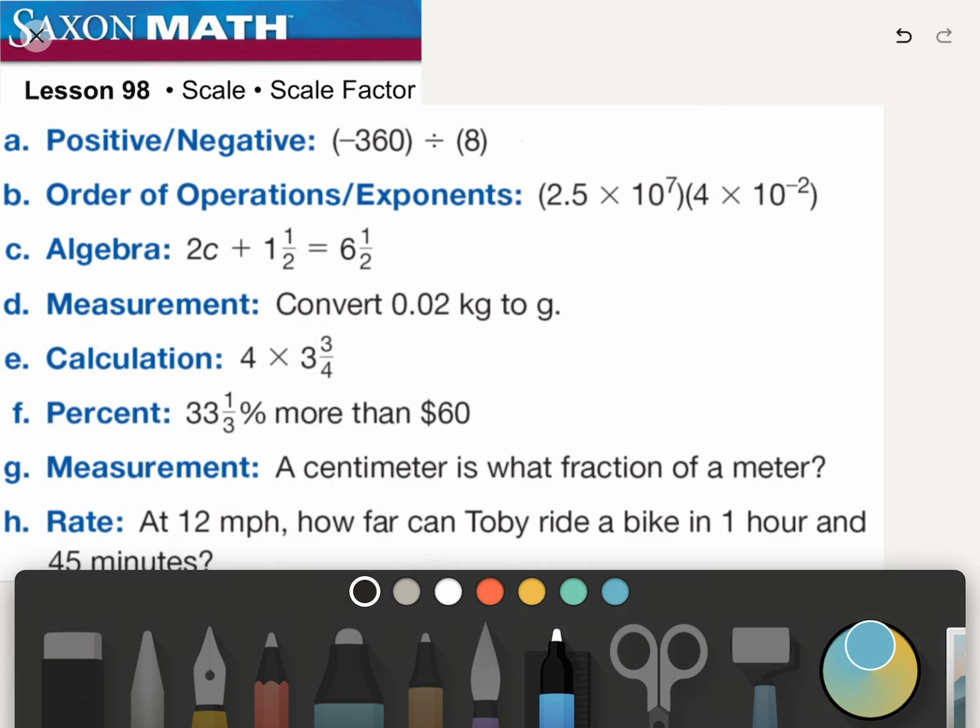And at 12 miles per hour, how far can Toby ride in 1 hour and 45 minutes? Well, that's 12. And 45 minutes, which is 3/4. So 3/4 of 12 is 9, getting us an answer of 21 miles.